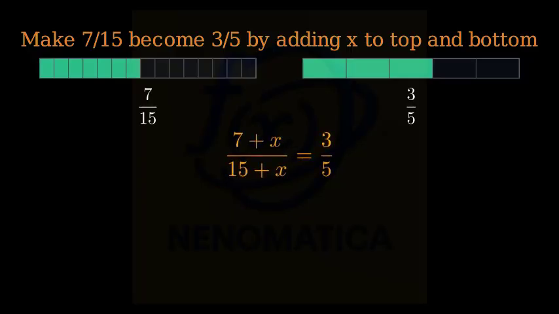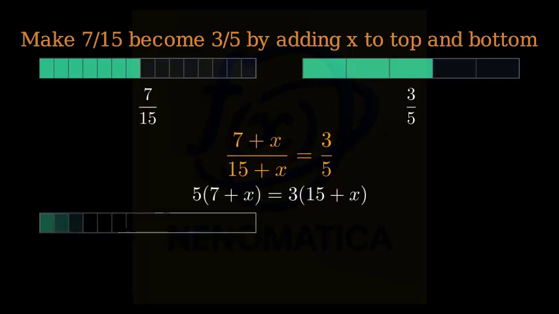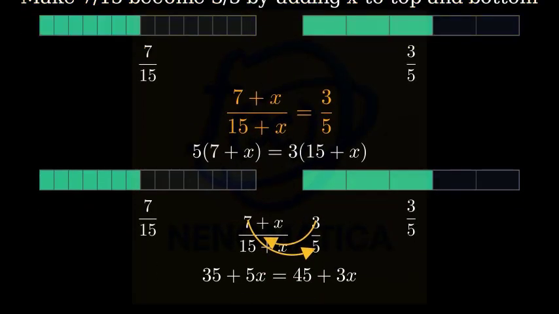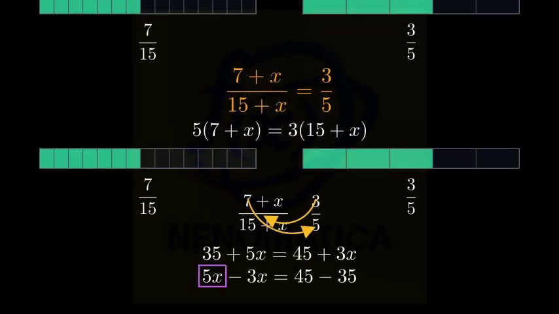To solve, clear the fractions by cross-multiplying. 5 times the quantity 7 plus x equals 3 times the quantity 15 plus x. Distribute to remove parentheses. 5 times 7 plus 5x equals 45 plus 3x. Move like terms to opposite sides to gather the x terms together and the constants together. Subtract 3x from both sides and subtract 35 from both sides.